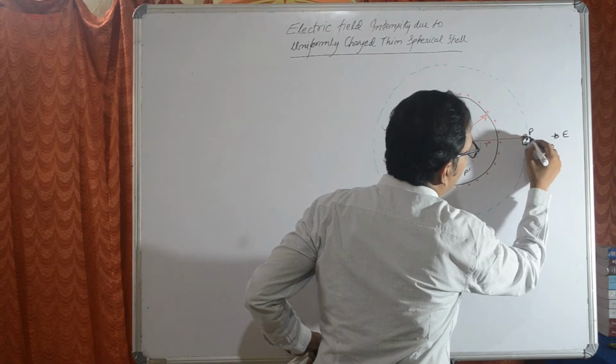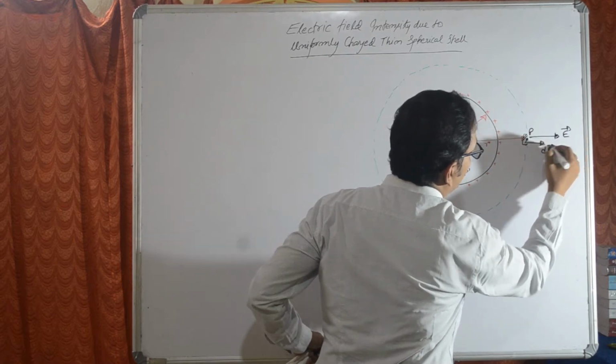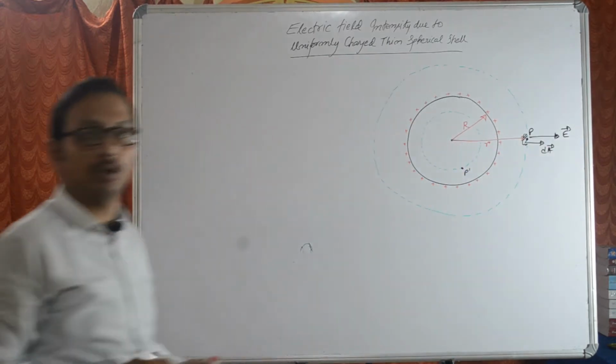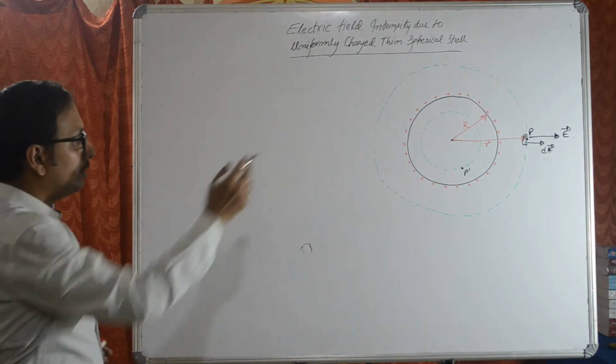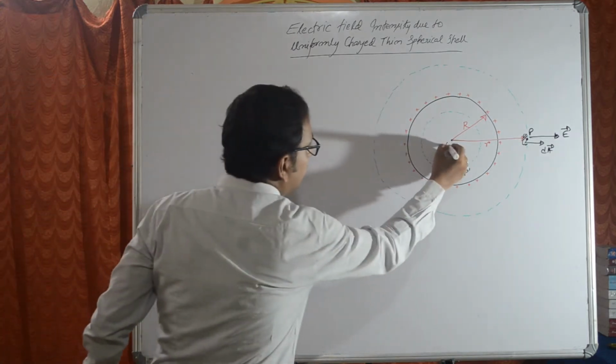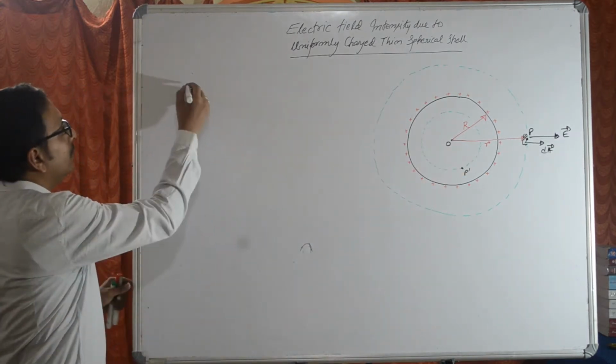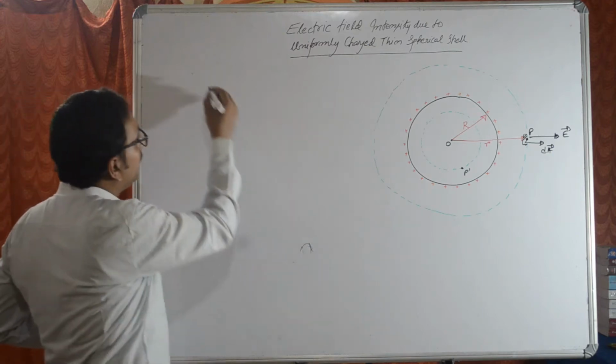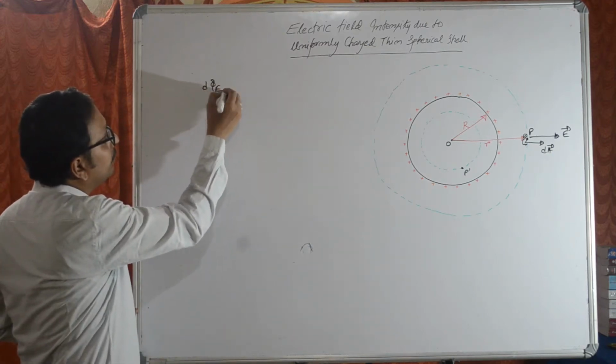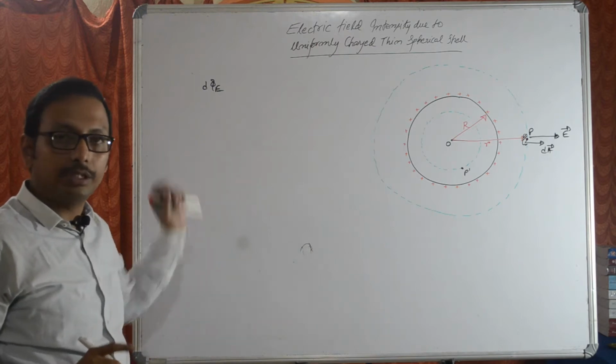So this is your E, which is parallel to dA. Both are vector quantities; I have put the vector signs over there. Now let me mark the center as O. For the small area element, let us have a small flux coming out from it, d phi E.